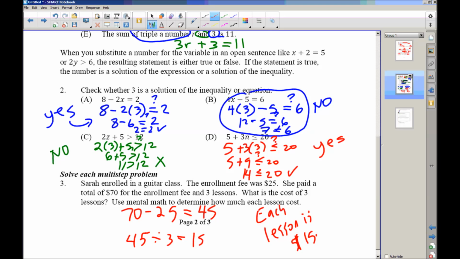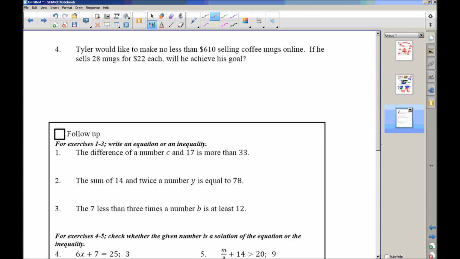Okay. All right, our last one. Tyler would like to make no less than $610 selling coffee mugs. That means he wants to get 610 or more. If he sells 28 mugs for $22 each, will he achieve his goal? So a quick mental math, you might do something like this. This is 30 times 20, 30 mugs for $20 each. That would give you 600. That's really close to this. So I'm not sure if he's going to make it or not. So we're going to do the real math here. So 28 times 22 and check and see if he gets 610 or more.